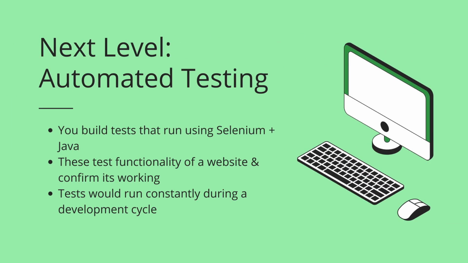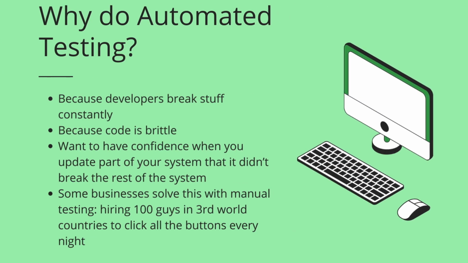Essentially, you build tests that run using Selenium and Java. These test the functionality of a website and confirm that it's working. The tests would run constantly during a development cycle. So why would you do automated testing? Well, because developers break stuff constantly.